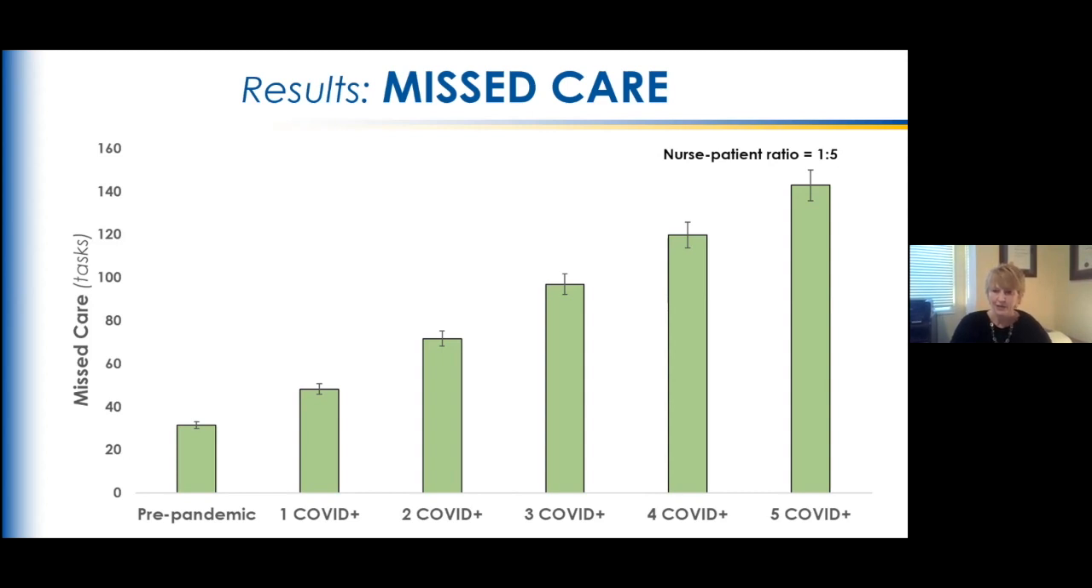We noted this in terms of the number of missed tasks as well as the type of missed tasks. So this was an increase of 353% that was observed from the baseline, the pre-pandemic condition, to condition 2, up to having 5 COVID positive patients. And the highest percentage of missed care tasks included those related to teaching and emotional care of patients, as well as documentation tasks. So why is this relevant?